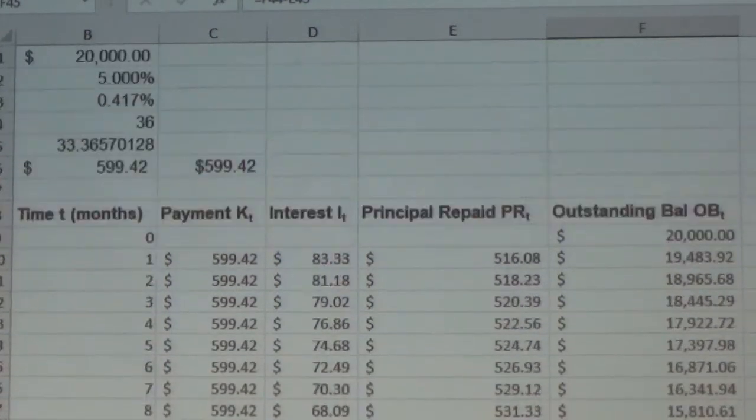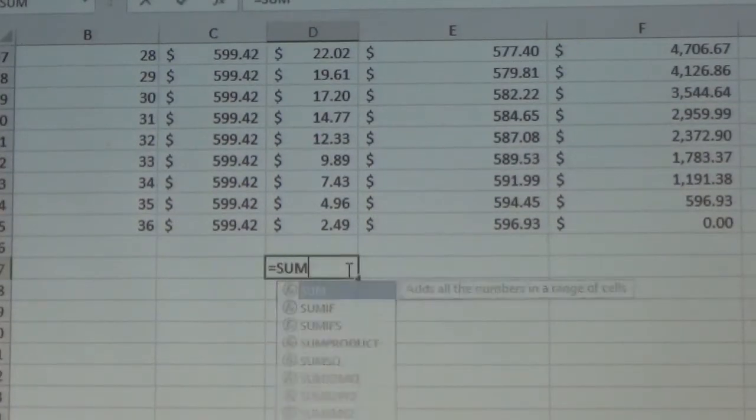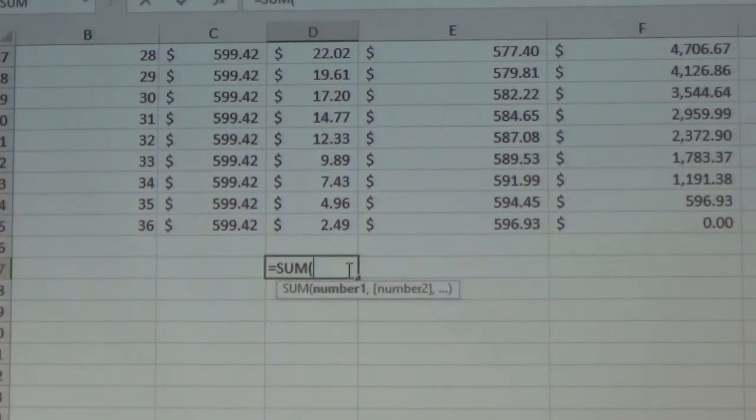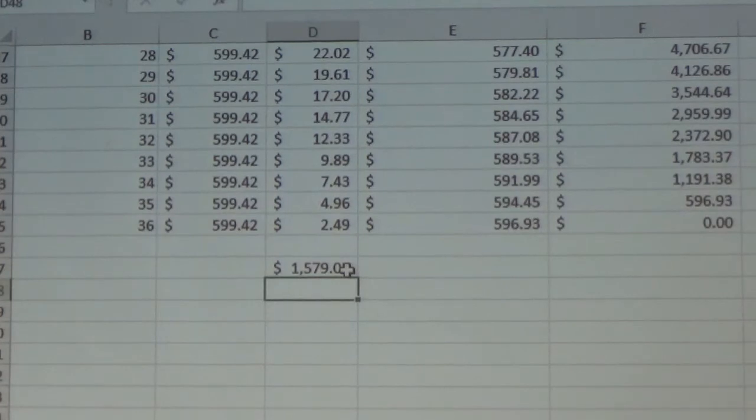And you could find things like how much total interest did I pay? I could add up column D, D10 through D45, for example. I could use a built-in function, equals sum, D10 colon D45, to add up all those interest amounts to get the total amount of interest I pay over the life of the loan. $1,579 here in this case.